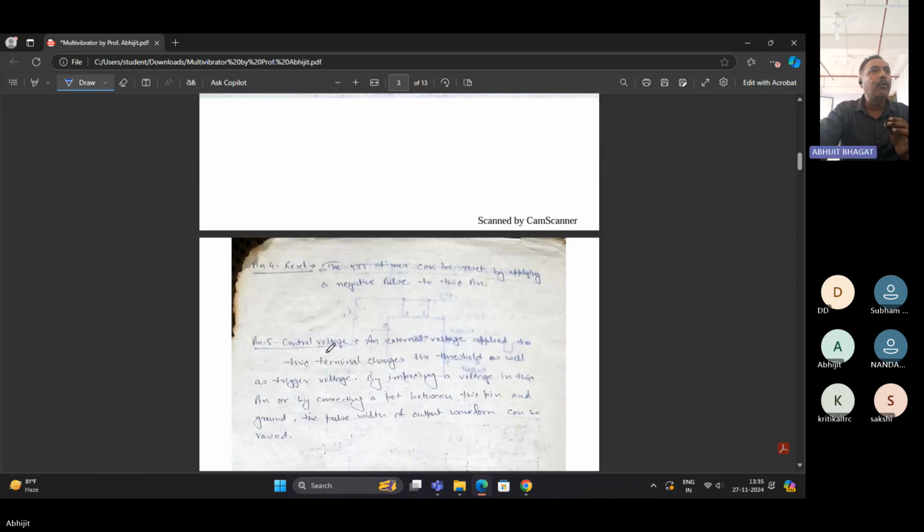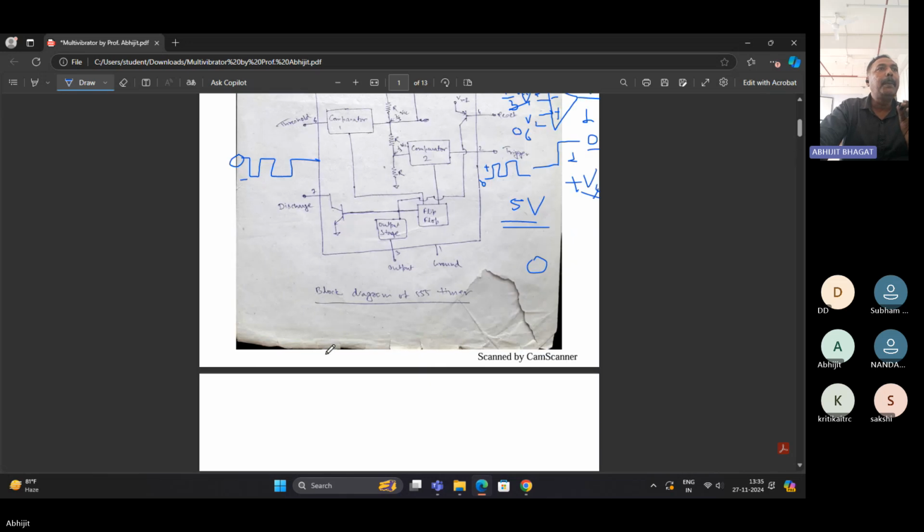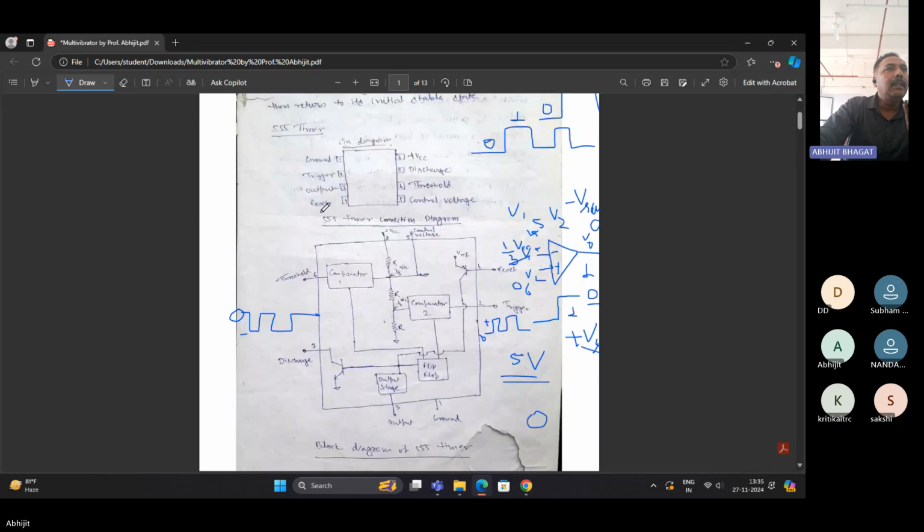Next is the control voltage. देखो यहाँ पे control pin है. Where is the control? This is a control voltage, pin number 5. So at this, you can see in the circuit, at this terminal, the voltage is 2 by 3 VCC. Comparator one input is 2 by 3 VCC. So this 2 by 3 VCC is fixed. Whatever the supply voltage, so depend on that. This 2 by 3 VCC is fixed.